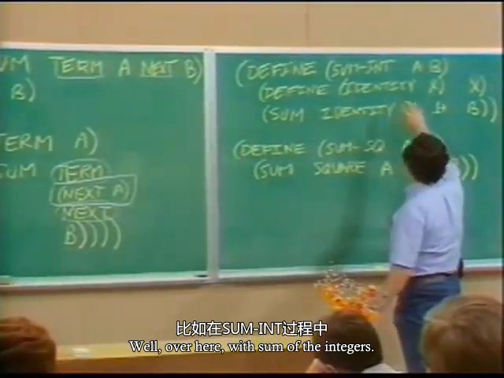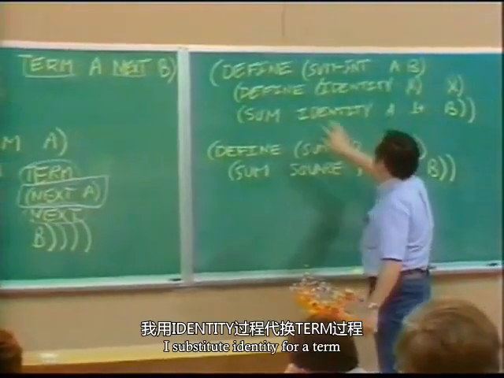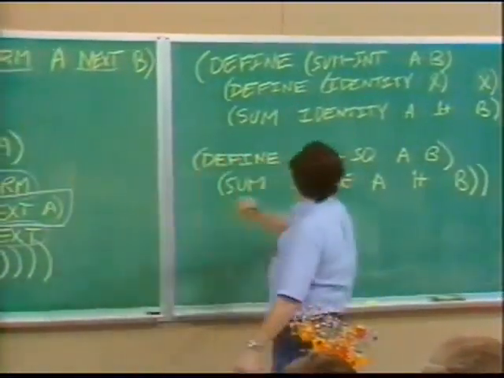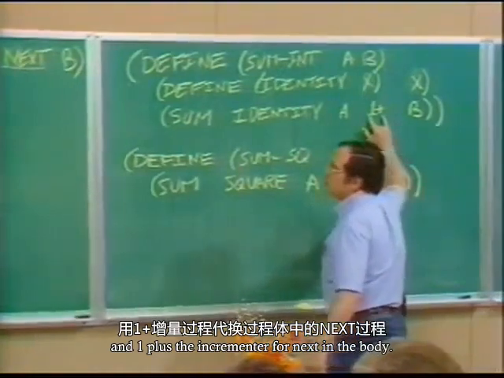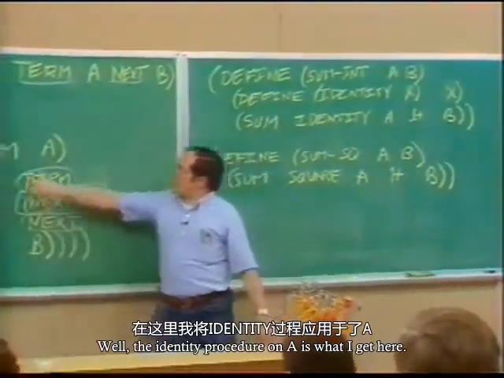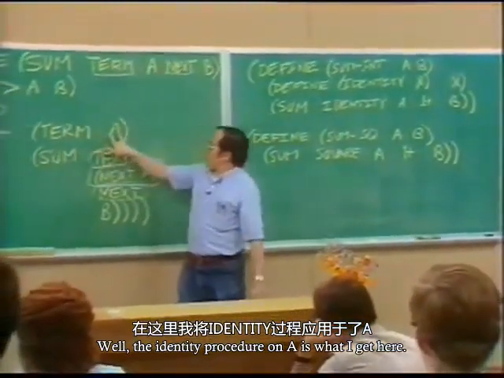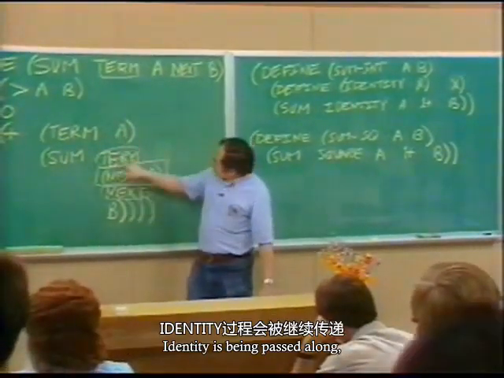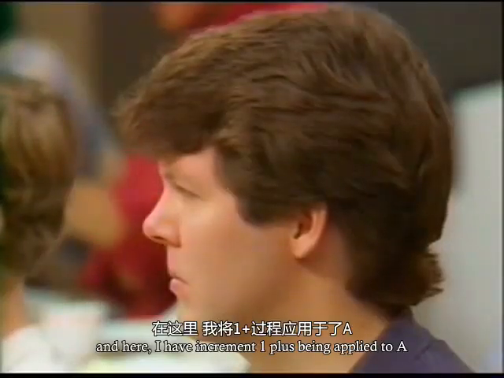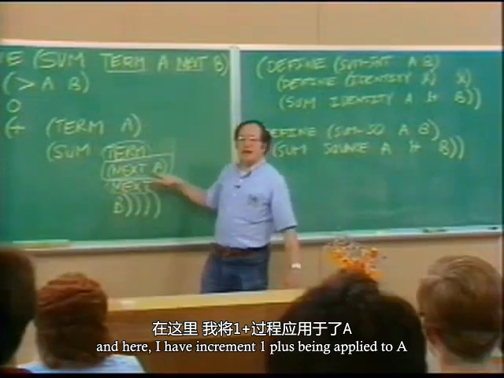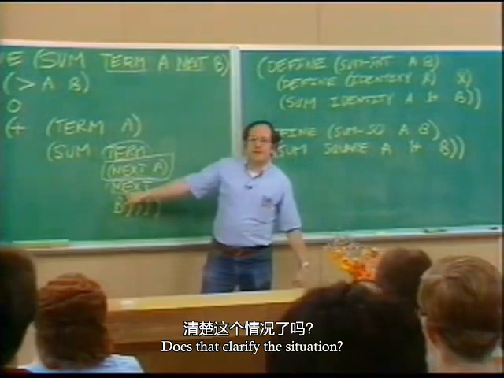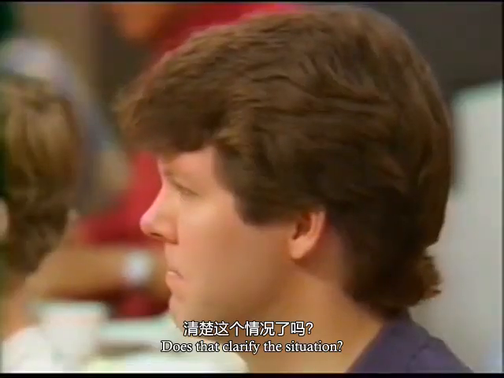Well, over here, in the sum of the integers, I substitute identity for term, and 1 plus, the incrementer, for next in the body. Well, the identity procedure on a is what I get here. Identity is being passed along, and here I have increment, 1 plus, being applied to a, and 1 plus is being passed along. Does that clarify the situation?